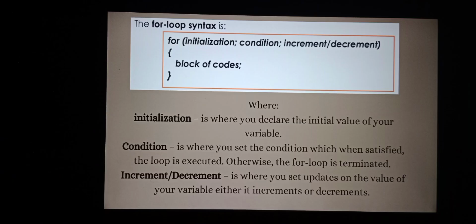The for loop syntax is where initialization is where you declare the initial value of your variables. Condition is where you set a condition which, when satisfied, the loop is executed. Otherwise, the for loop is terminated. Increment or decrement is where you set updates on the value of your variable, either increment or decrement.